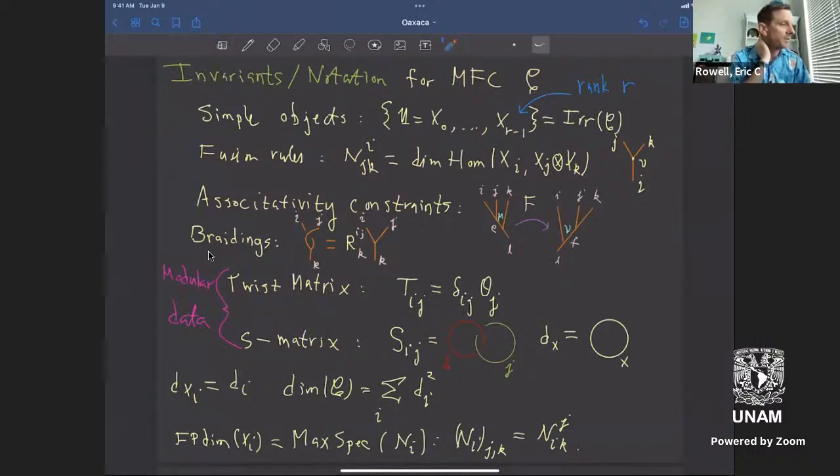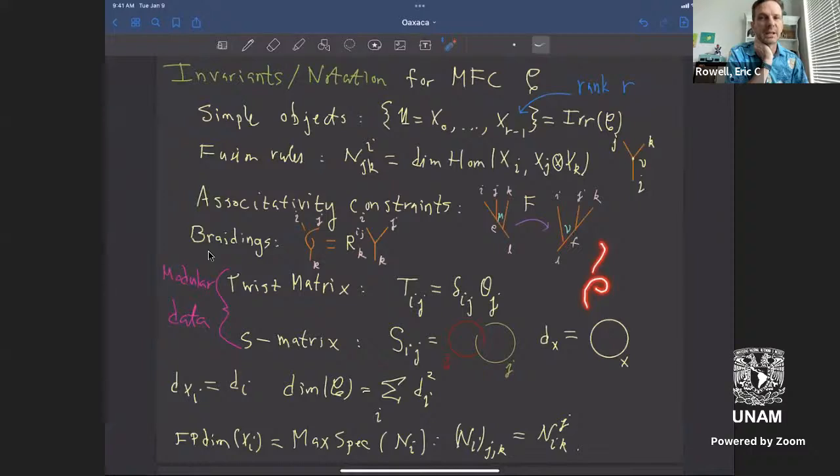Okay, so now moving on a little bit here. There's a couple of interesting invariants that we like to use. One is the twist matrix, which is just an encoding of, it's a diagonal matrix that encodes the values of these pictures.